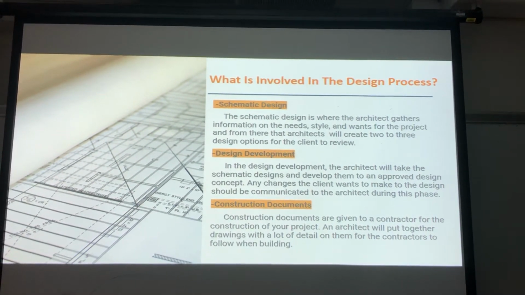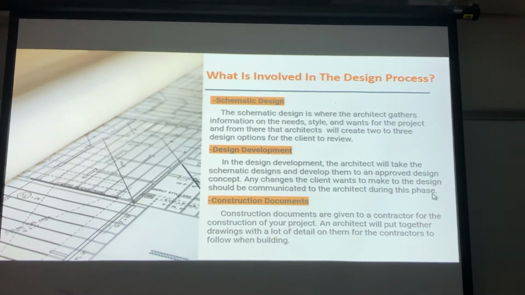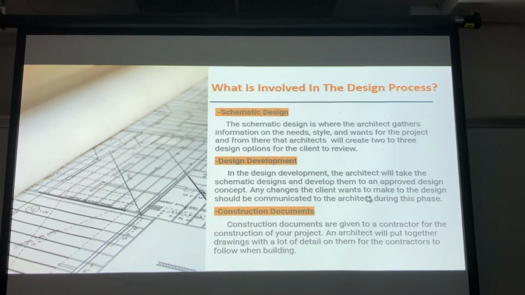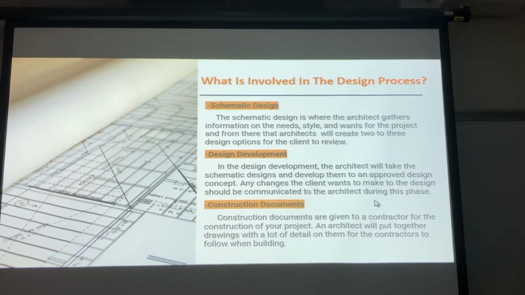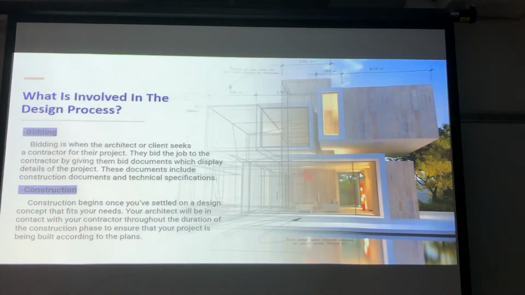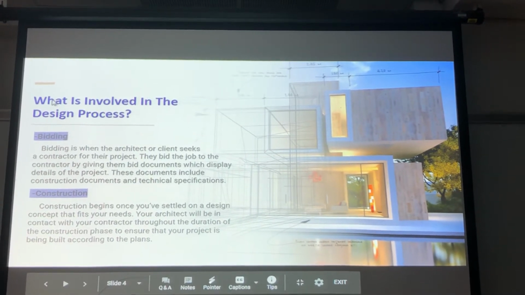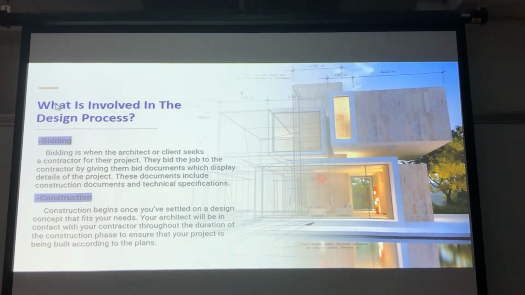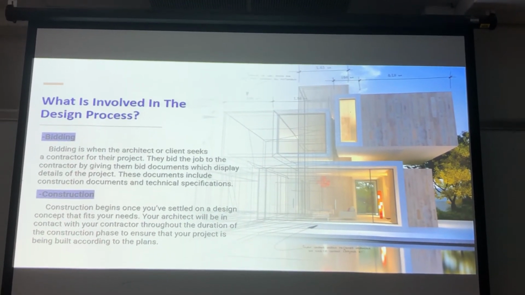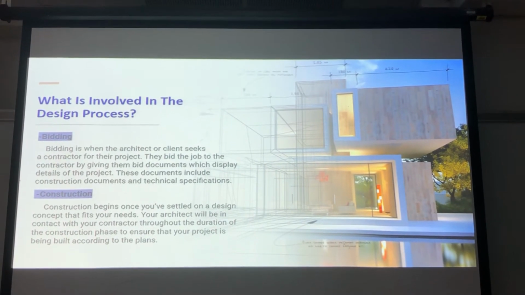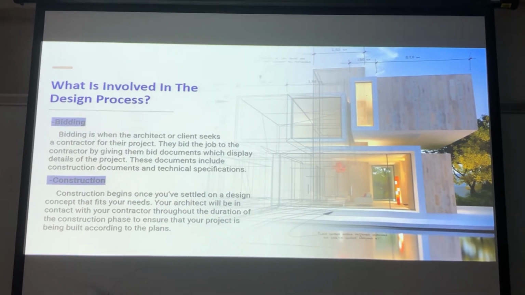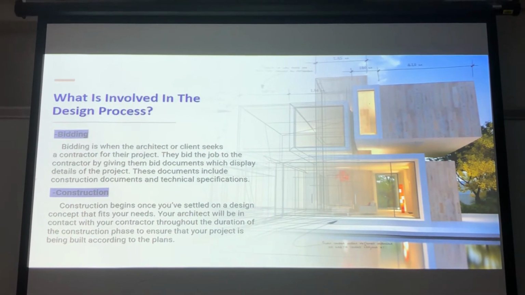The third one is construction documents. Construction documents are given to contractors for the construction of your project, and architects will put together drawings with a lot of detail for the contractors to follow when building. The next one is bidding. Bidding is when the architects or client seek contractors for their project. They bid the job to the contractors by giving them bid documents, which display details of the project. These documents include construction documents and technical specifications.